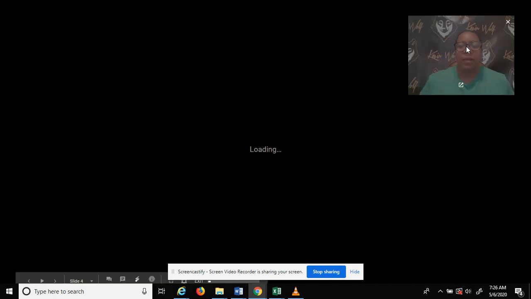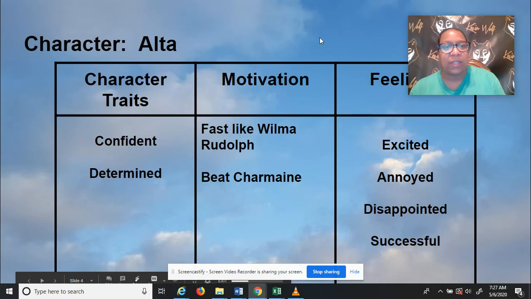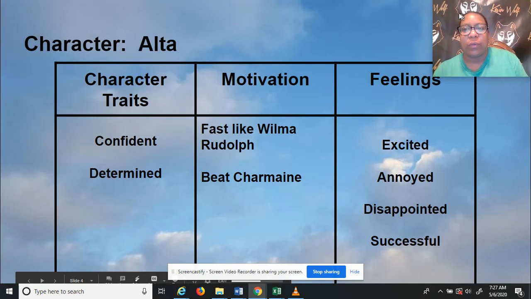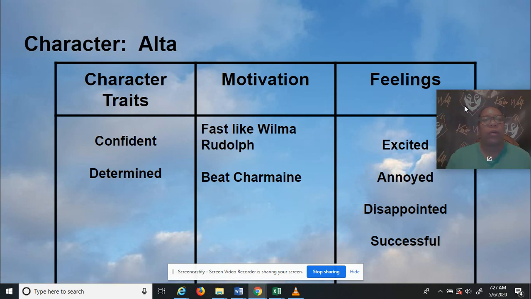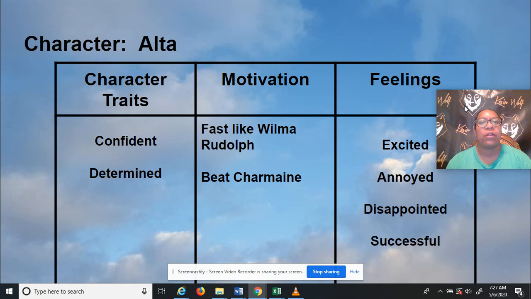All right, everyone. Now, let's go ahead and take a look at our lesson for today. We're going to review where we left off yesterday with the story of The Quickest Kid in Clarksville. We focused on the character Alta. In order for us to describe a character, we have to look in the story at the character's traits, their motivation, and their feelings. Those were three important things we needed to focus on.